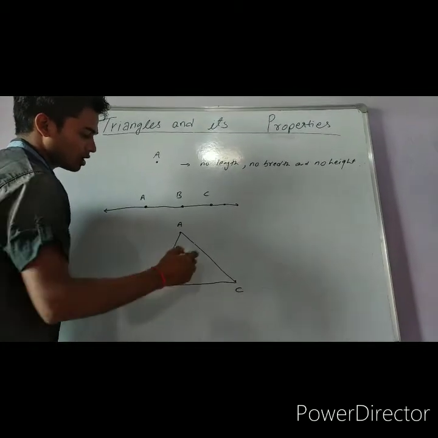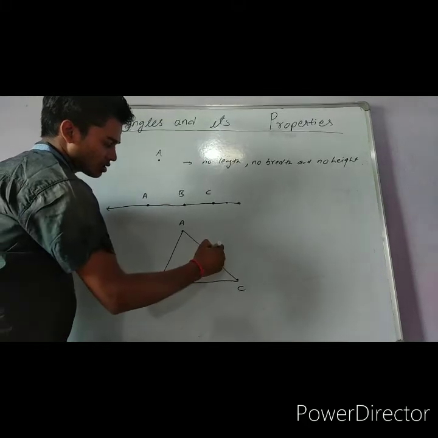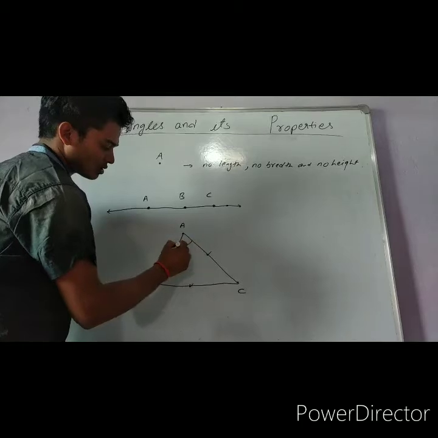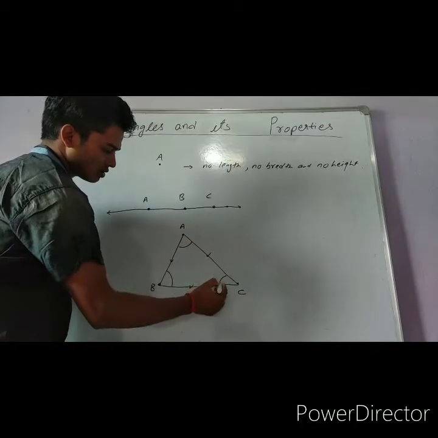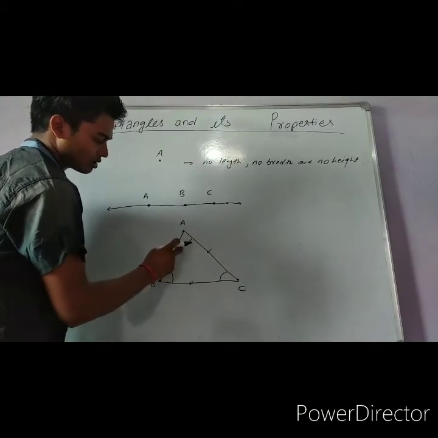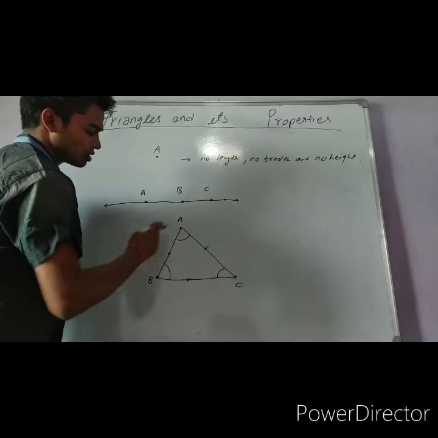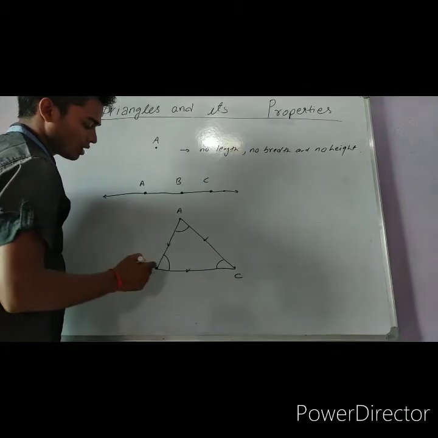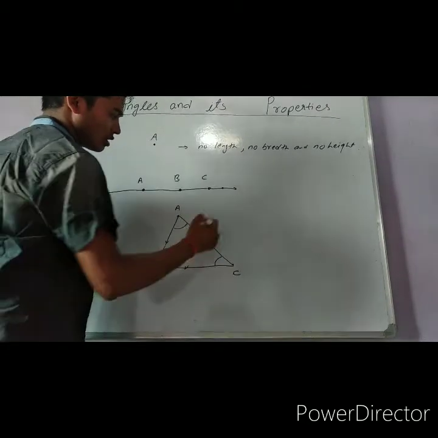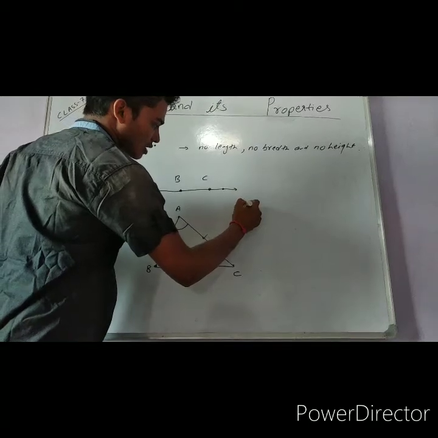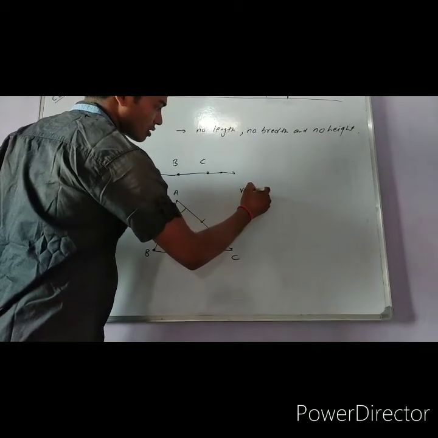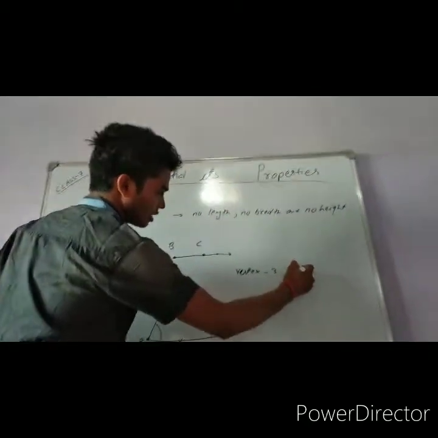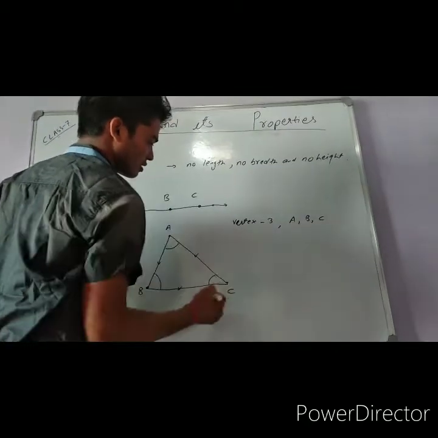In this there are 3 sides, and 3 angles. Actually, a triangle has 3 angles. That's why this shape, this polygon, is called a triangle. And 3 vertices. How many vertices? 3, that is A, B, and C.